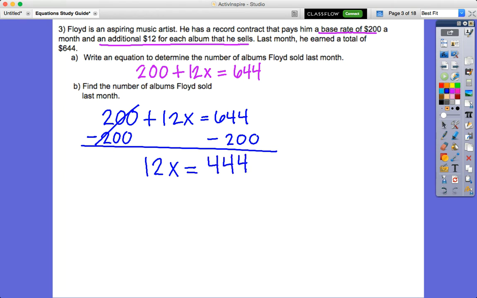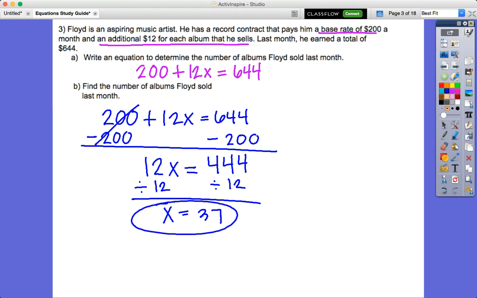444. Now, this 12 is being multiplied to this x. The inverse of multiplication is division. What I do to one side, I have to do to the other. 12x divided by 12 just gives me x. 444 divided by 12 gives me 37. So my final answer is that he sold 37 albums last month.